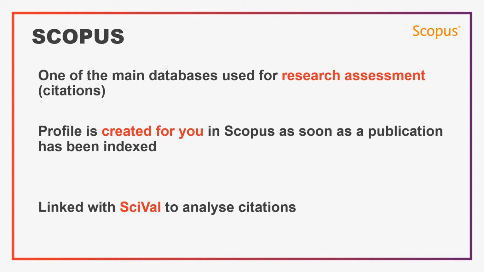Scopus is linked to SciVal, and you can use this tool to analyse citation data. You can and should link your Scopus profile to your ORCID profile. ORCID can then get information from Scopus. Scopus, however, doesn't get information from ORCID. If there are any problems with your Scopus profile, we can correct these for you.